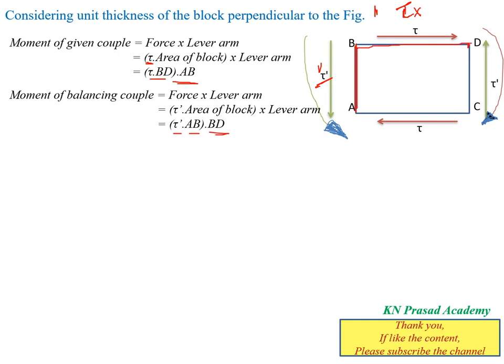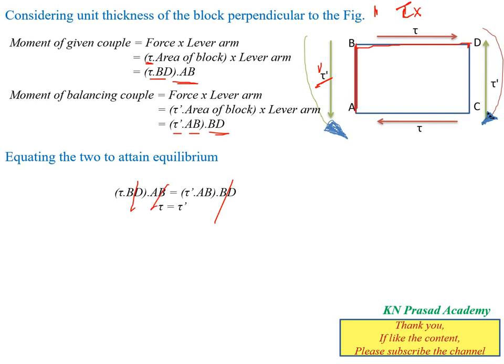Then we equate the two moments to maintain the equilibrium condition: the moment of the given couple and the moment of the balancing couple. So tau BD AB equals tau dash AB BD. Here BD and BD get cancelled, and similarly AB and AB are cancelled. Finally, tau equals tau dash. This tau dash we call the complementary shear stress, which is equal to the applied shear stress.